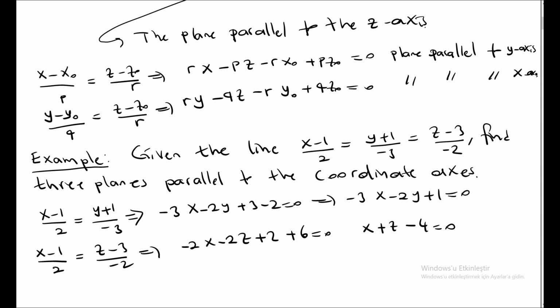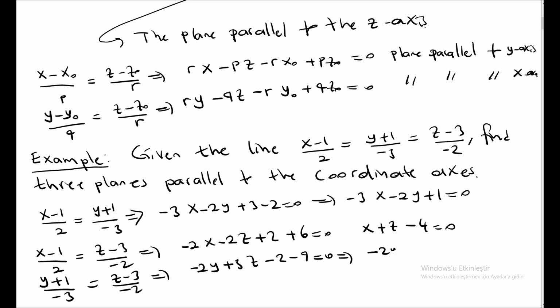The last one. So the remaining part, y plus 1 over negative 3, z minus 3 over negative 2. So this time you have negative 2 times y plus 3 times z, negative 2 times 1, so plus negative 9. So that's why you have negative 2 times y plus 3 times z minus 11 equals 0. So we have three planes parallel to the coordinate axes.